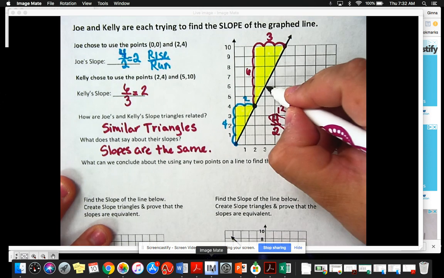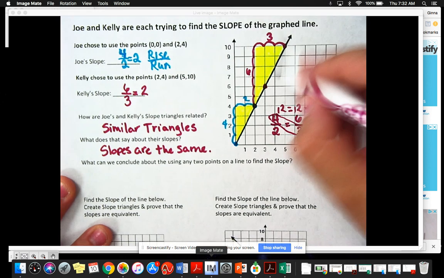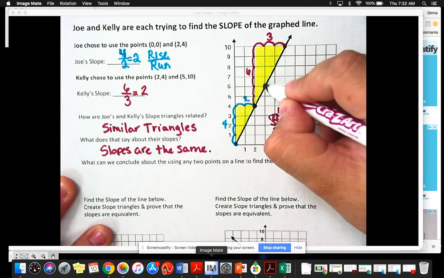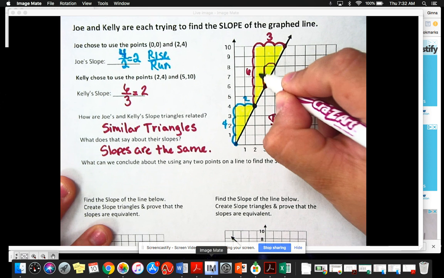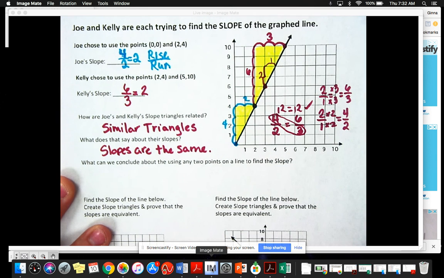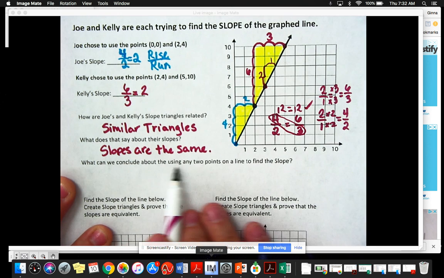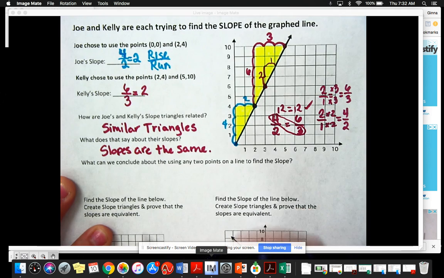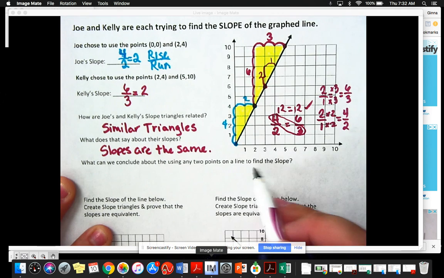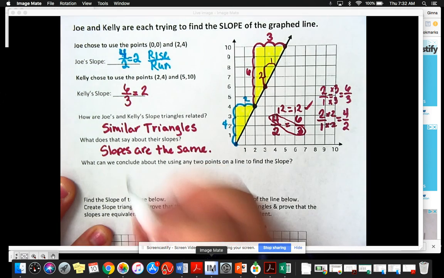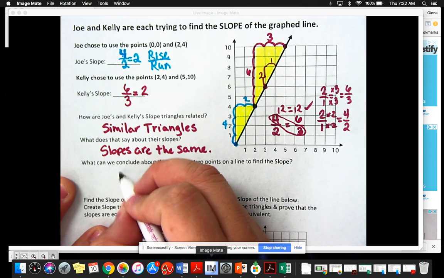It doesn't matter if I use this point here, a totally brand new point, and go up 2 over 1, like the slope that we figured out. All the slope triangles created on that same line using any 2 points will give you the same slope. So we can conclude about using any 2 points on the line to find the slope.